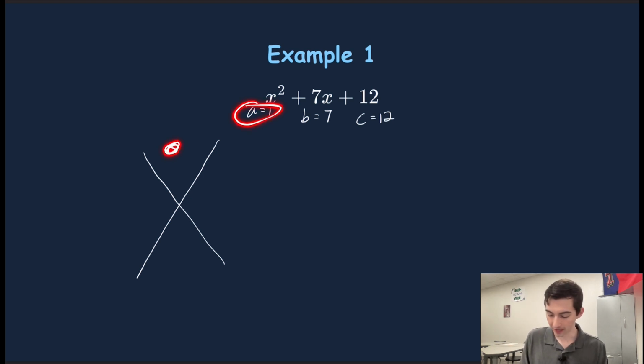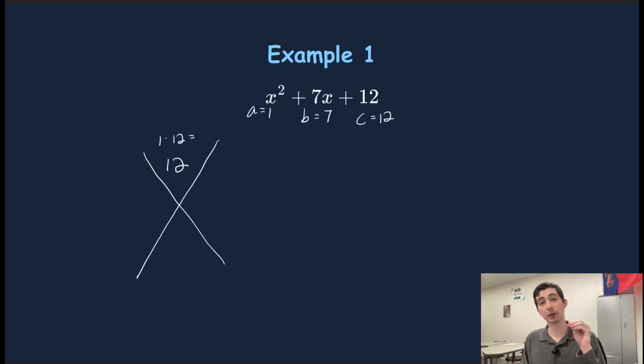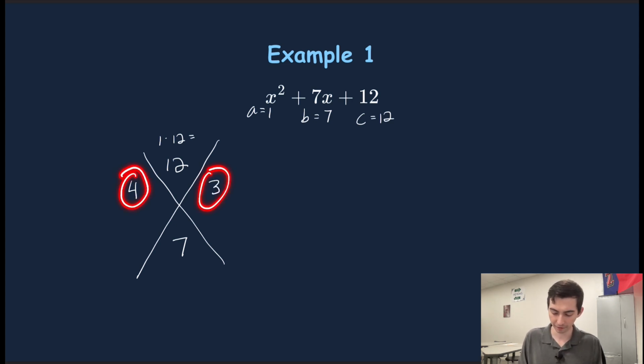So on top, we have a times c. So we have 1 times 12, which of course is just going to give us 12. And now we're going to put our b term on the bottom, which is 7. So now we have to think, what are some numbers that multiply to give us 12? Well, we could say 6 times 2 can get us 12, but there's no way to add or subtract 6 and 2 to get 7. So I'm thinking, what else multiplies to 12? Well, I know that 4 times 3 would multiply to 12. And if we add 4 and 3, we do end up with 7. So these are our two key numbers that we're working with.